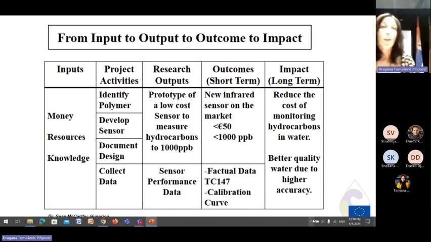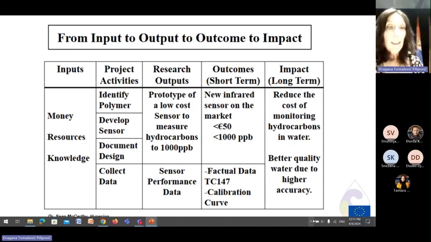Right, so here I just want to show you some basic concepts. I don't want to enter the European Union terminology lexicon because it's a little bit complicated, but just to show you some basic concepts that are very important to understand, especially the impact part of the proposal.